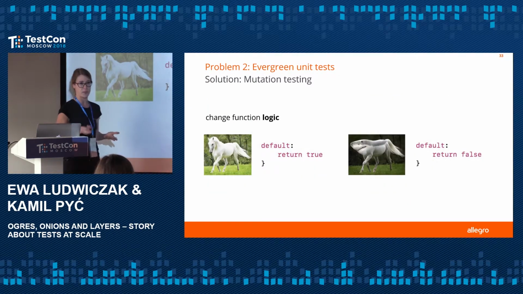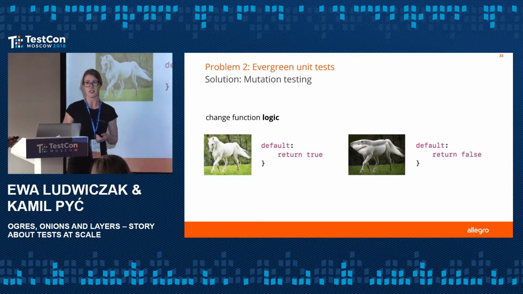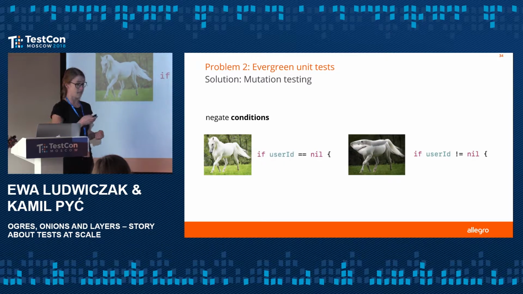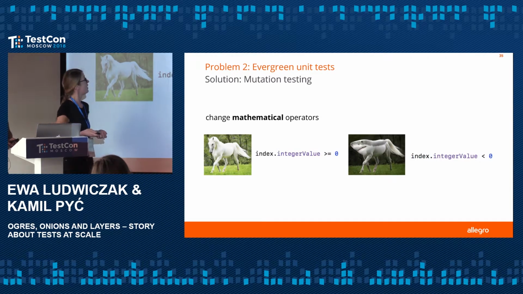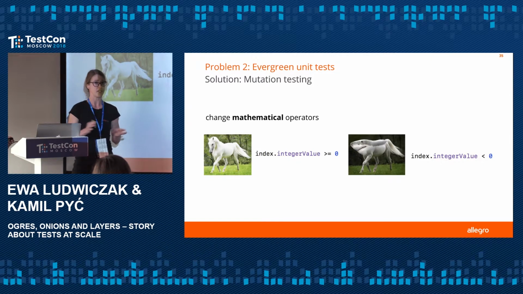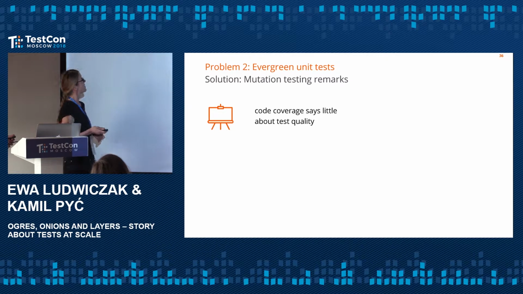Here are examples of possible mutations, very simple ones. For example, instead of returning true, you can change your function to return false. Run your tests and check whether they detect this mutation. You can also negate some conditions. So instead of a value that is equal to null, it should be different from null. Again, tests should detect it. And then you can change some mathematical operator, like for example here. These are only examples. You can do actually anything you want in your code to check your tests.